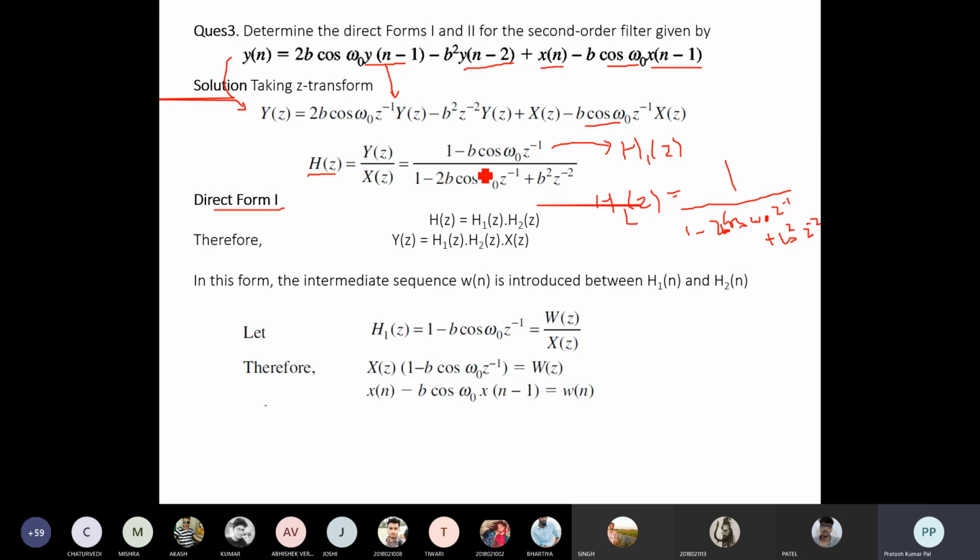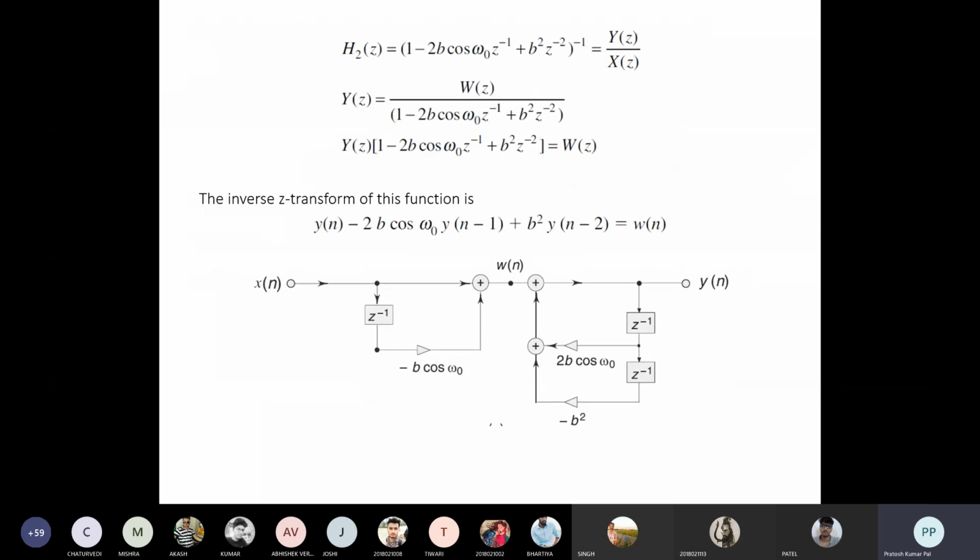So h1 of z will be in terms of zeros, so we will be representing the zero. This b cos omega naught will be like a constant. And this h2 of z we have got. So from there we can find the function to get the direct form 1 representation. This is how the direct form 1 representation will take place.